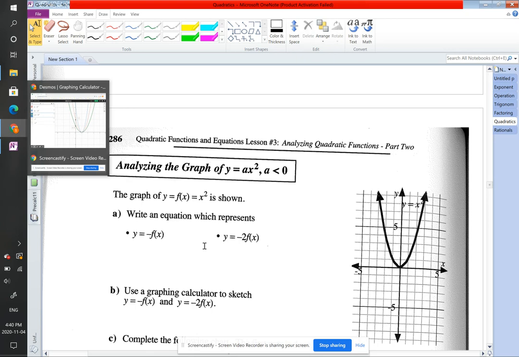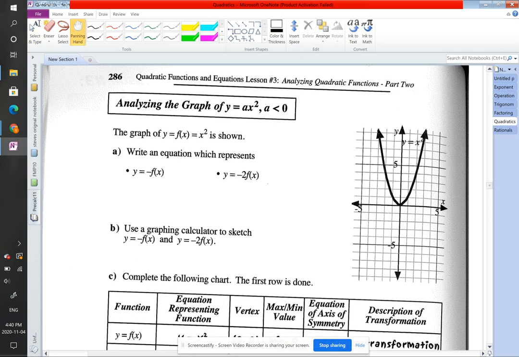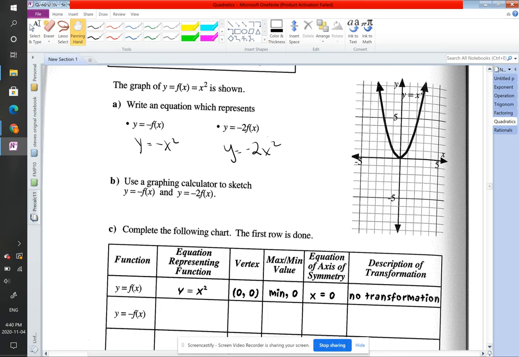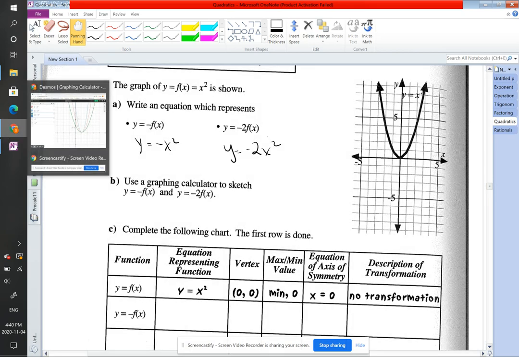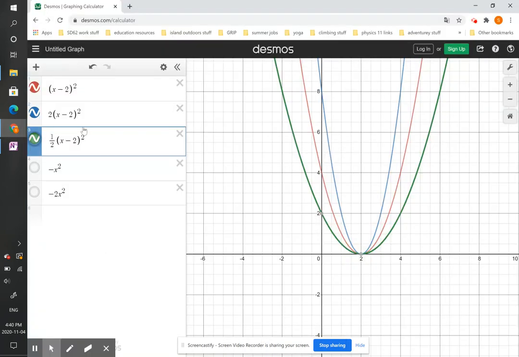So what I want to do is they have y is equal to x squared as a reference here. And we're going to graph y is equal to negative x squared. And we're also going to graph y is equal to negative 2x squared. And we're going to have a look at what's going on here. Anyone have any ideas what to expect? Share in the comments, I guess, if you want to.